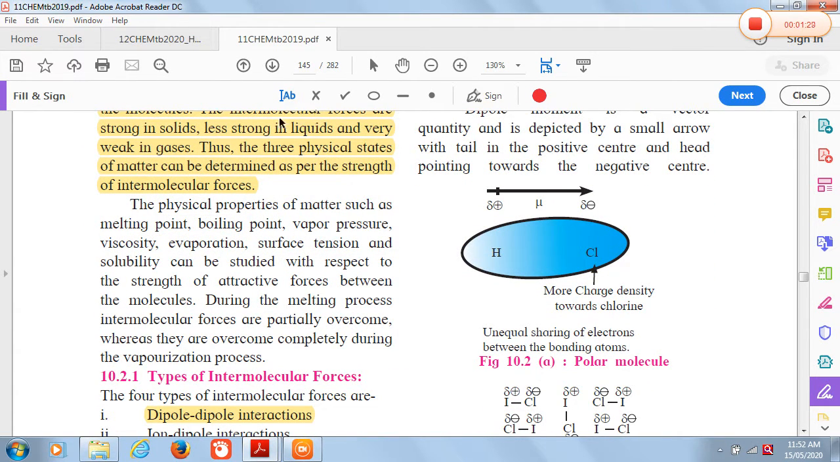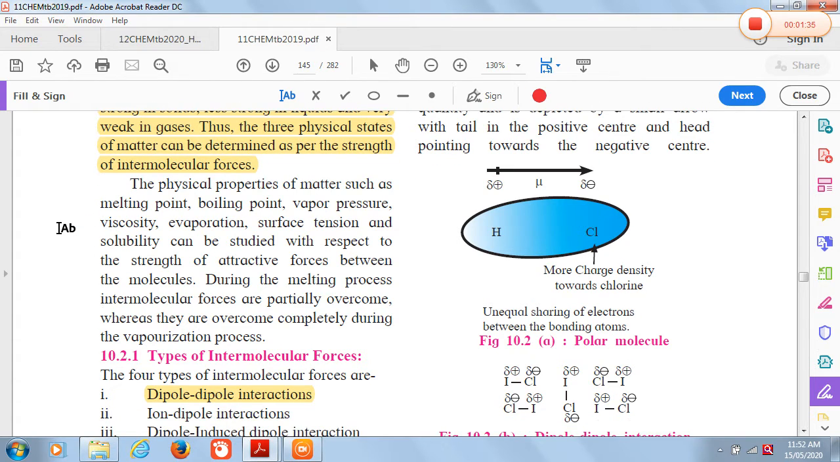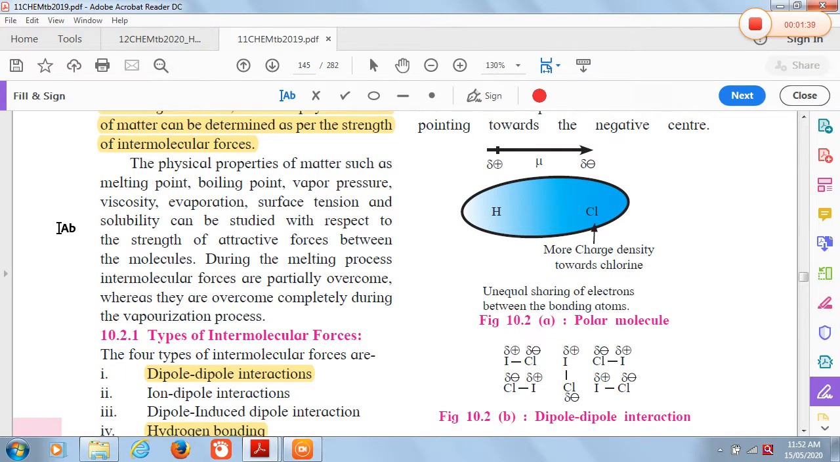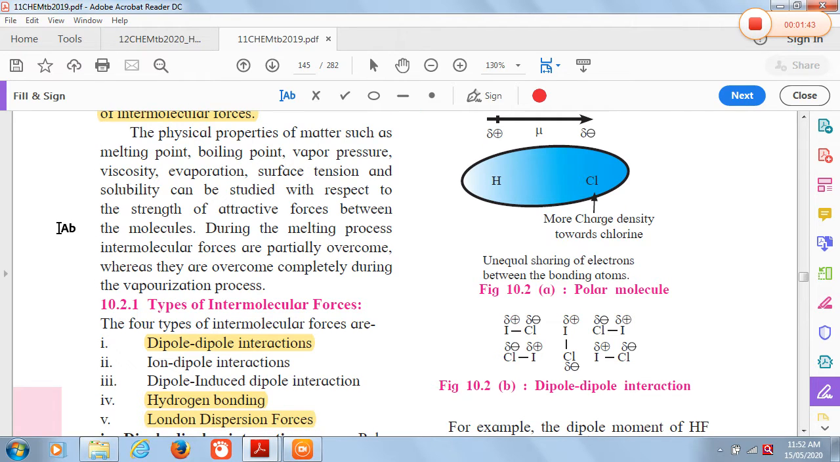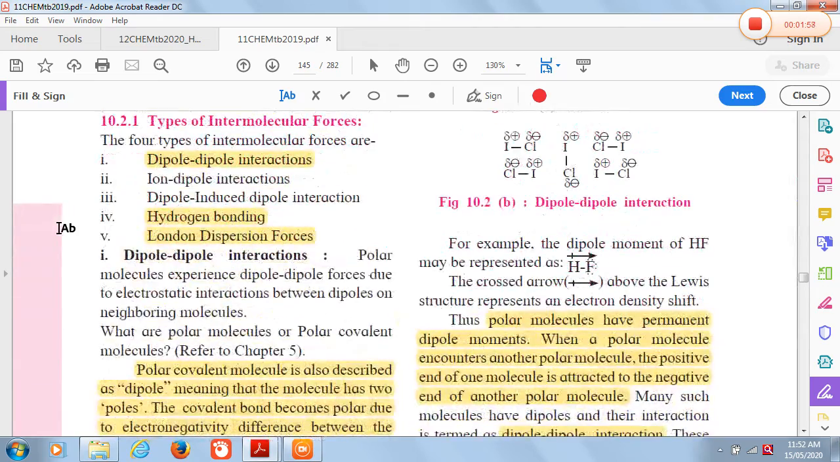So here we have to consider the important physical properties such as melting point and boiling point, and for that purpose we must know about the types of intermolecular forces. There are two main types that we discuss here: dipole-dipole interaction, and another one is London dispersion force. Hydrogen bonding is a subtype of dipole-dipole interaction.